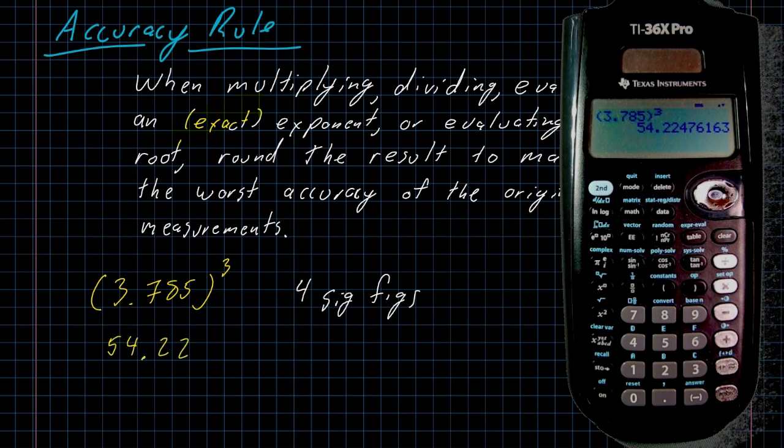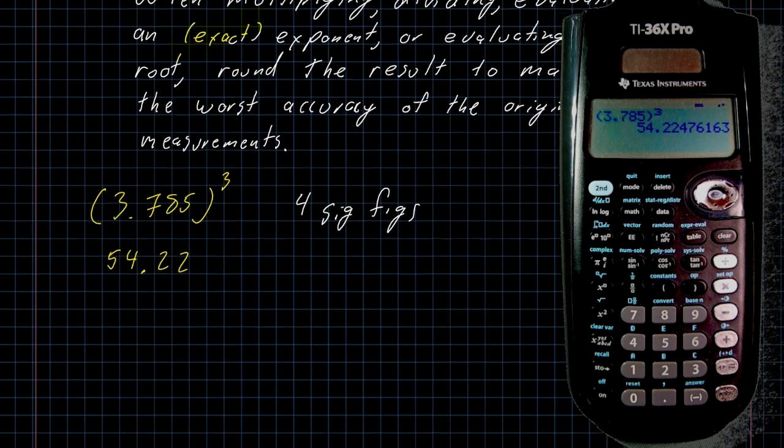54.22. One of the things I want you to notice is that the original measurement was to the nearest thousandth, and the result comes out to the nearest hundredth. The precision of the values can and will change. The accuracy stays the same, and that's the thing that's important here. That is going to hold true for any of the 4 operations. I'll leave the calculator on screen here and just run through a couple real quick.